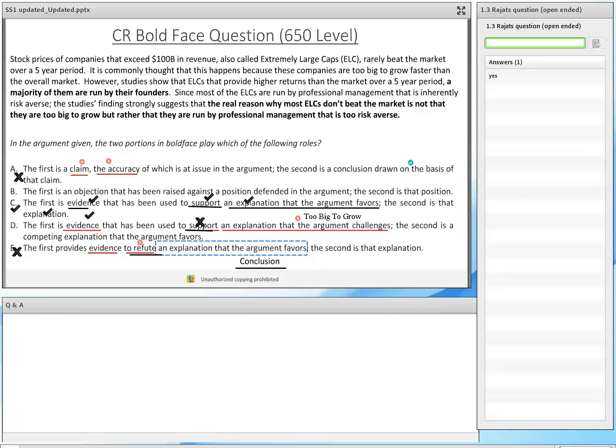And again, remember, my goal over here was not to teach you boldface. My goal over here was to expose the core skills that are needed to ace boldface. So through this question, that's what we're going to do.